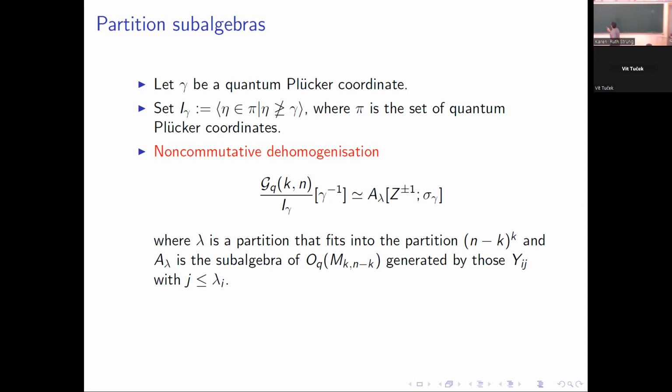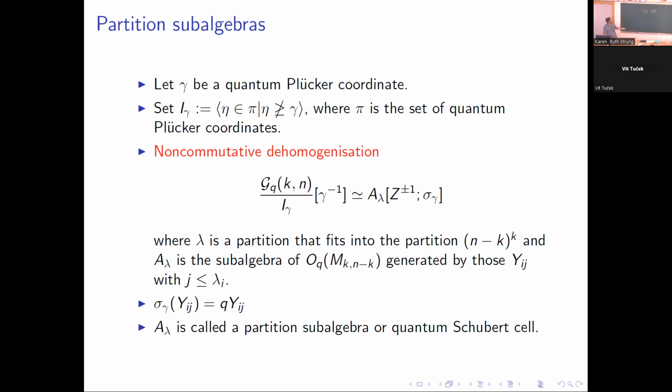So I don't want to explain that in words. I will explain that just with a diagram. It's easier, I think. And we control, of course, what the automorphism sigma lambda is. It's just multiplying each generator by Q. So this is what I will call the partition subalgebra or quantum Schubert cell.